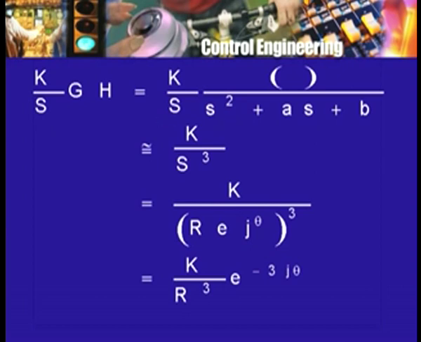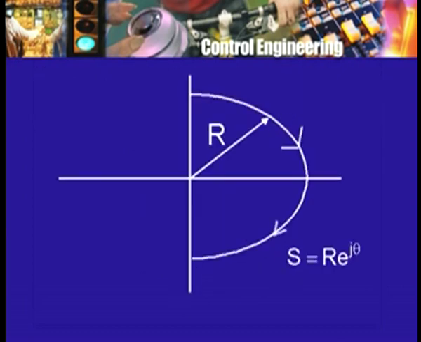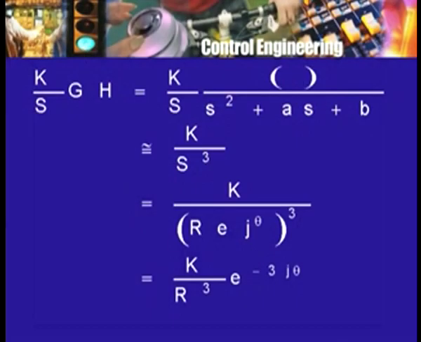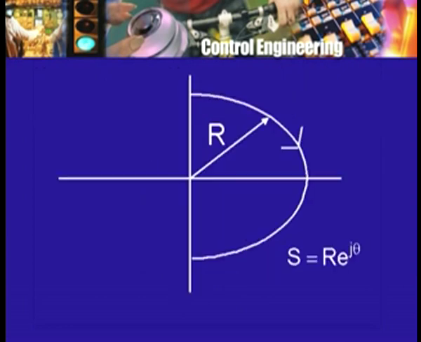So, there is this s and there is this s square. As a result, we have k divided by s cube. So, k by sgh is approximately k divided by s cube for large s, that is points on this semicircle. Now, what happens to s cube? s is r e raised to j theta. As a result of that, if I substitute, then I will have k divided by r e raised to j theta raised to 3, or this is therefore equal to k divided by r cube e raised to minus 3 j theta.